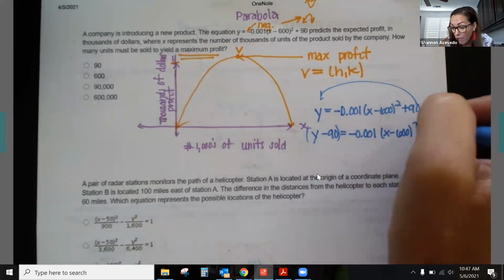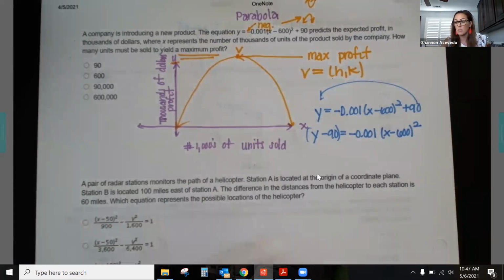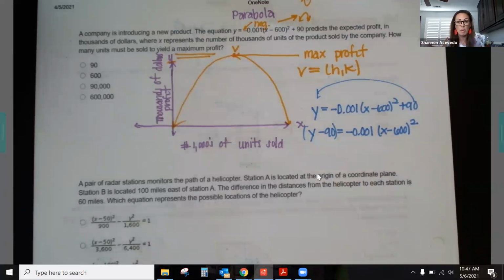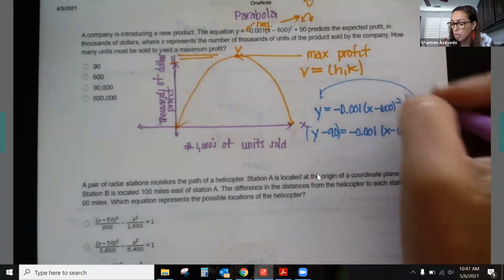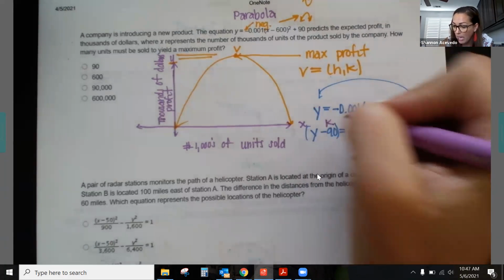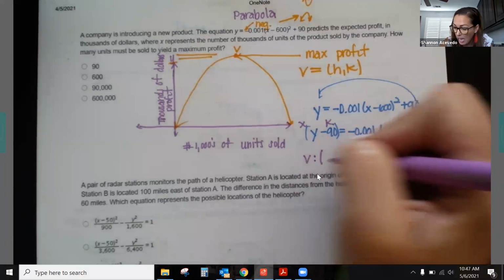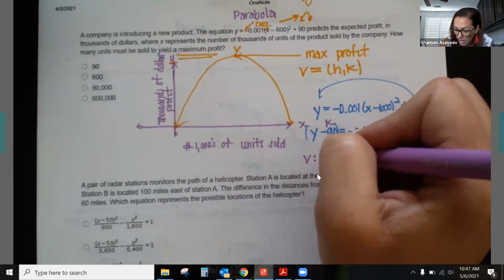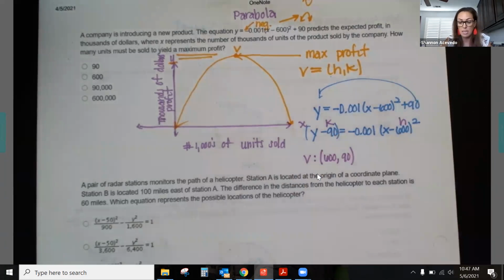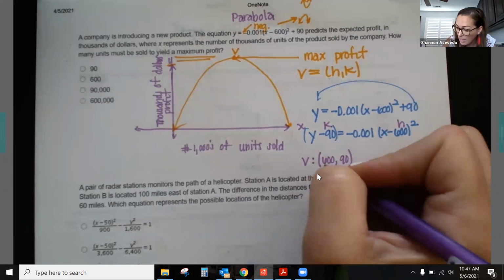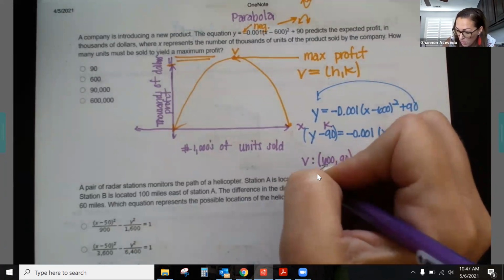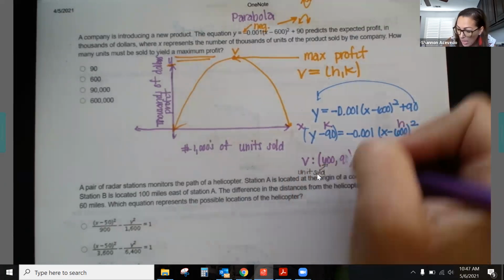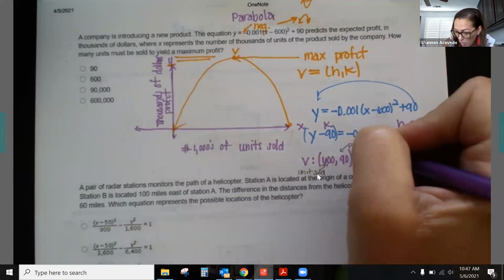It's equivalent to however you want to look at it. Sometimes you like looking at it this way because sometimes you flip the sign, sometimes you keep the sign. In this case, you would flip both signs. So here's my h, here's my k. So my vertex is at (600, 90). Okay, but that's not my answer. So this x represents my units sold, and this is my profit.